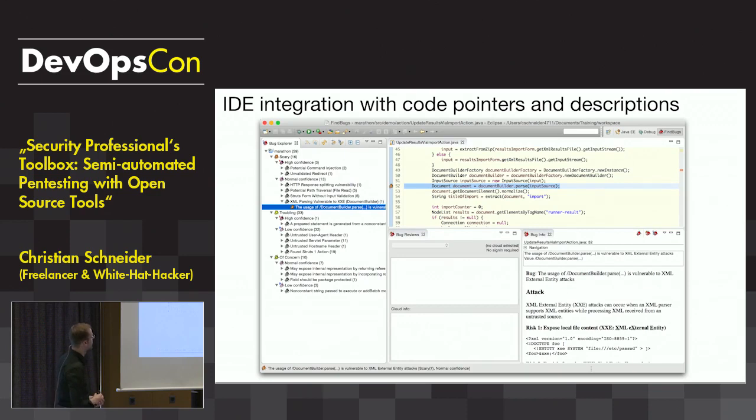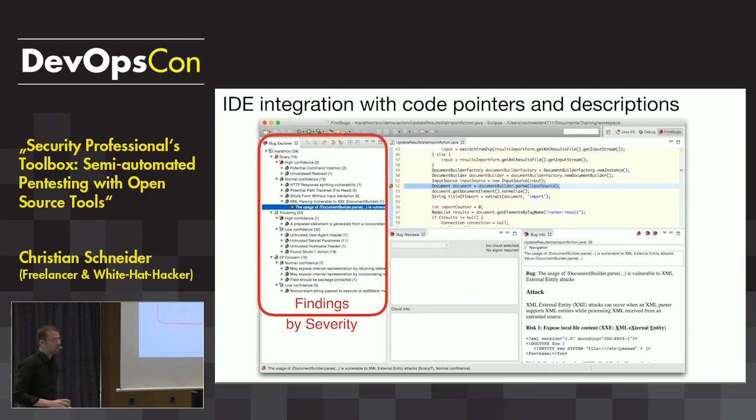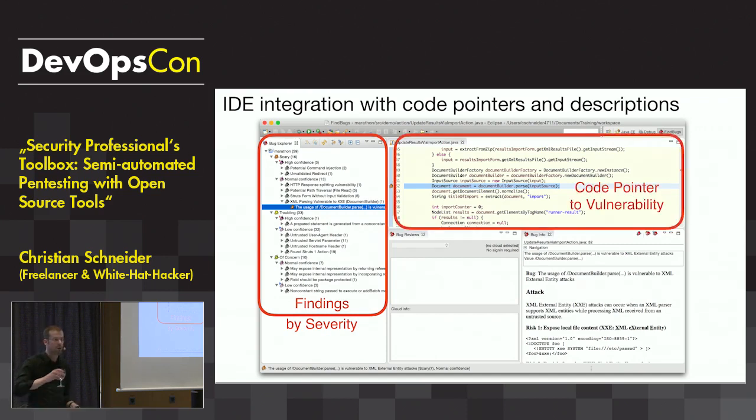And that's actually just a screenshot of the FindBugs perspective in the Eclipse IDE. So what you're seeing here is on the left side the list of the findings grouped by severity. And on the top right side, you actually have a code pointer to the vulnerability.